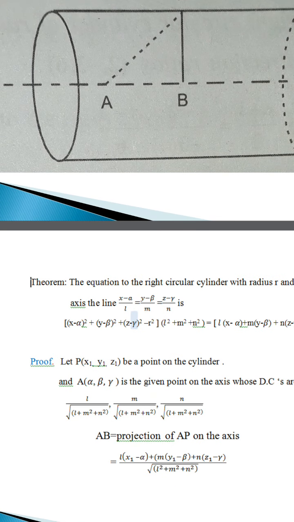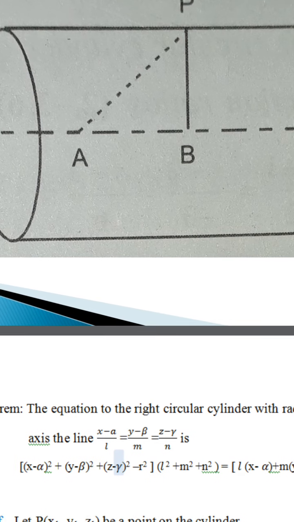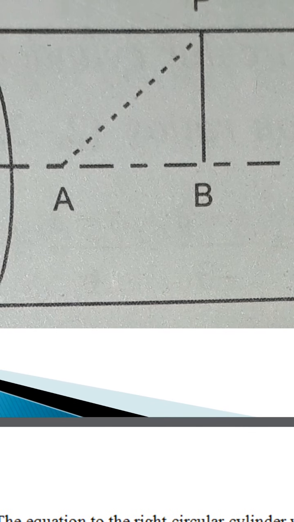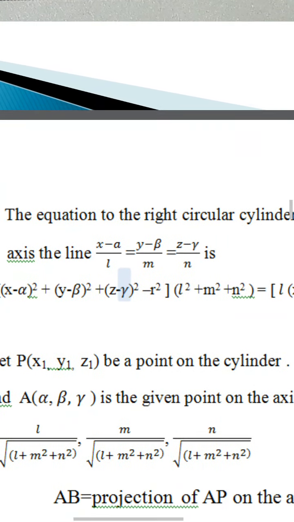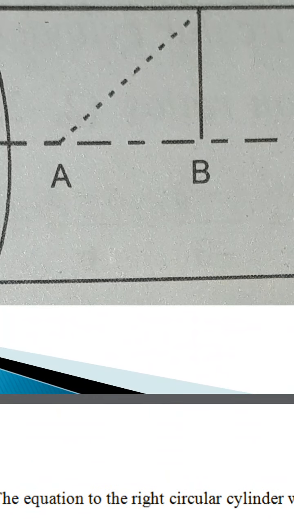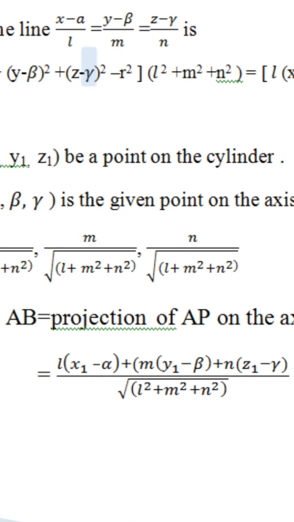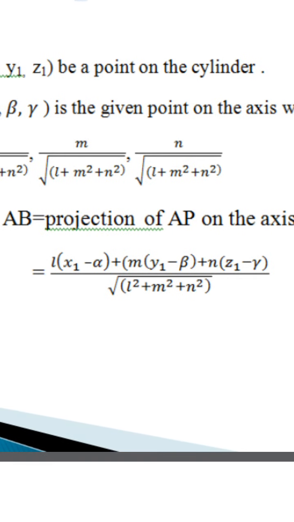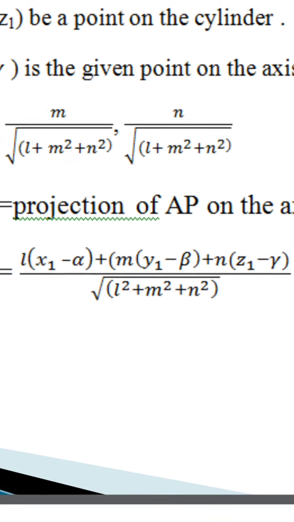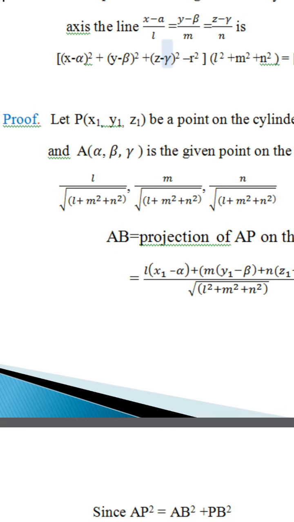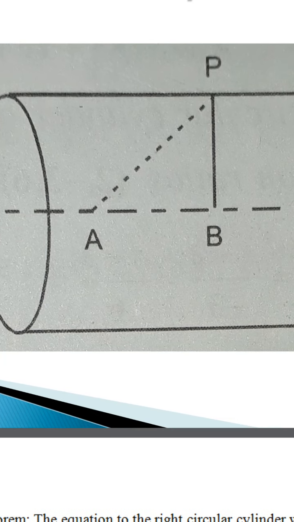So AP is the distance and PB is the radius. Next, we need to find AB. If you observe this, AB is nothing but the projection of AP on the axis. Now, the projection can be calculated by using this formula: l into (x1 minus alpha) plus m into (y1 minus beta) plus n into (z1 minus gamma), whole divided by root of l square plus m square plus n square. After writing this, if you observe this triangle, it is a right angle triangle.